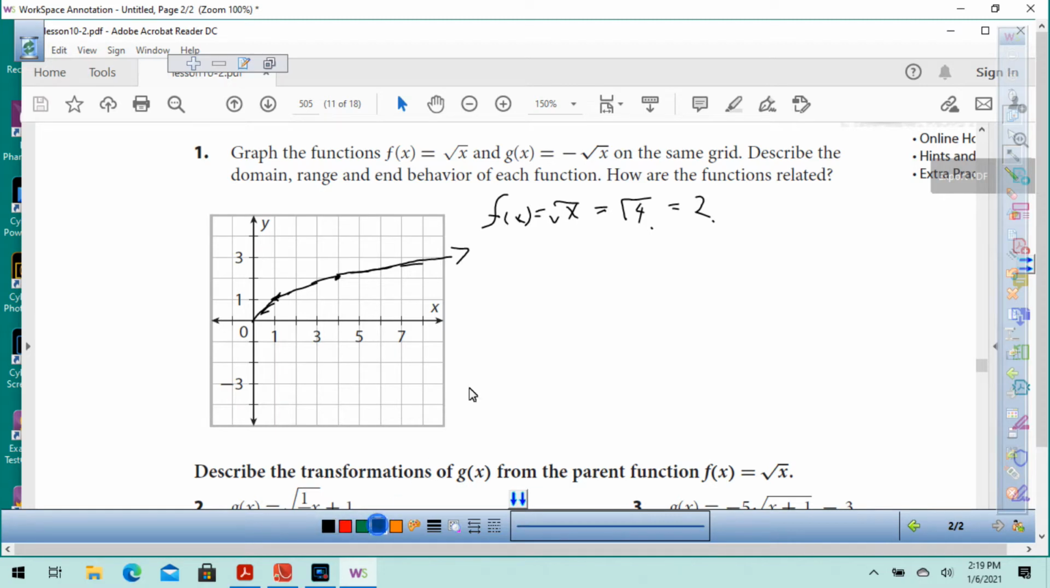And then let's do g of x equals negative the square root of x. All right, let's try 0. Negative the square root of 0, well, that would just equal 0. And then what if we put in a 1? Well, the square root of 1 is 1, and that would give you negative 1. So 1 and negative 1 would be right there. And let's put in a 4. That would give you negative 2. So 4 and then negative 2. There we go. And it looks something like this right here.